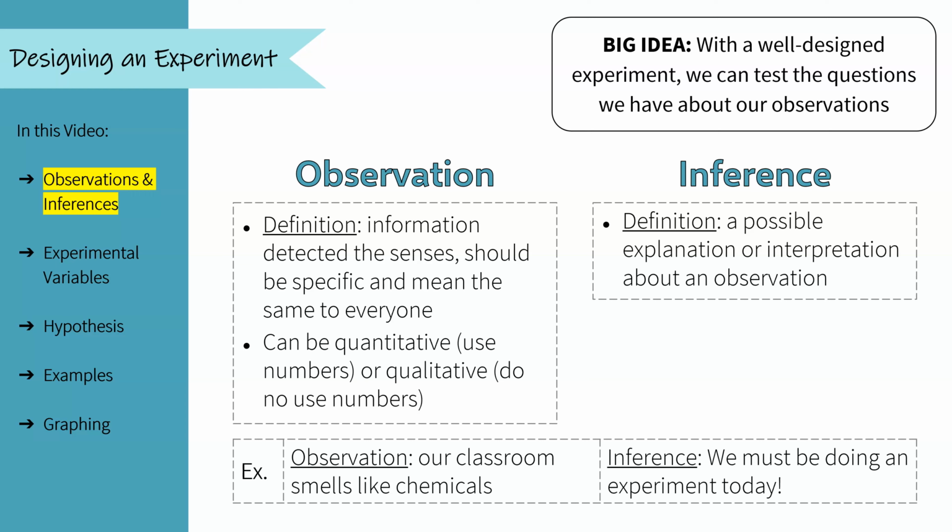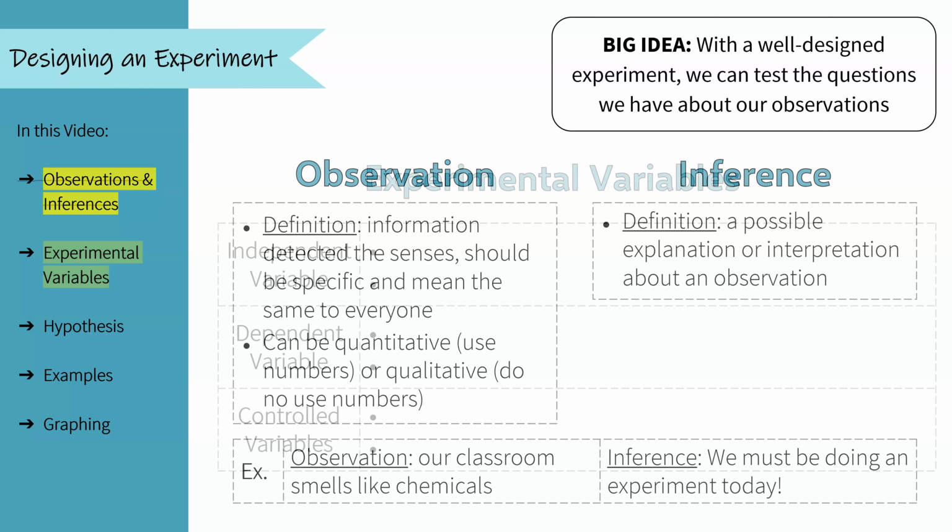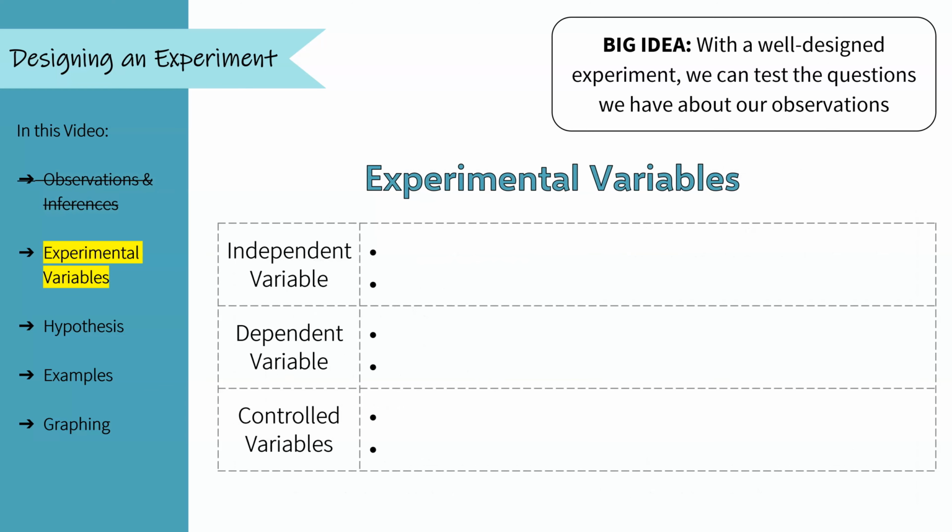Sometimes our observations and inferences are what they are. We observe things, we think about them, and that's fine. Other times we have questions about them, and we might want to go on to do research or go on to do an experiment to learn more. Once we have an experimental question, we're going to want to define some variables to make sure that we're actually learning what we want to learn.